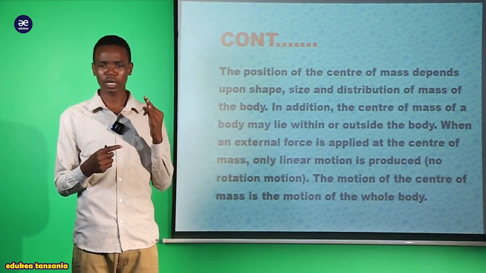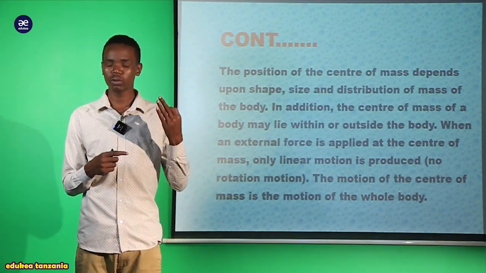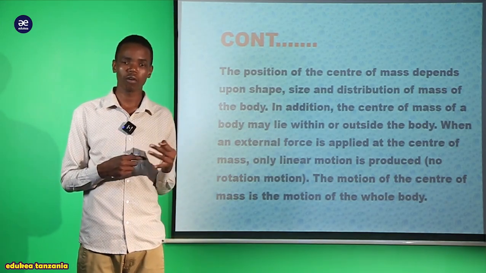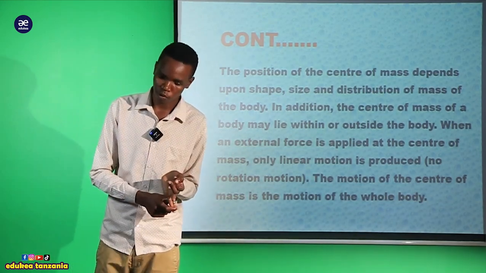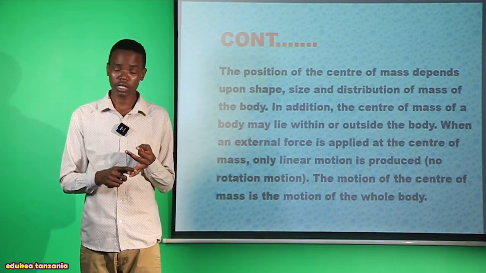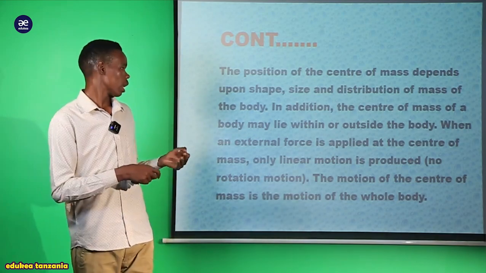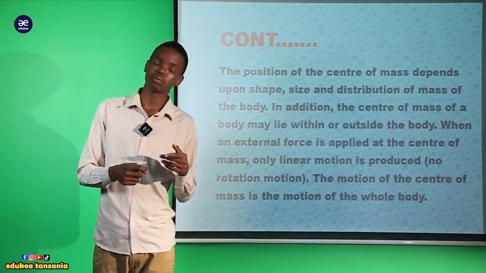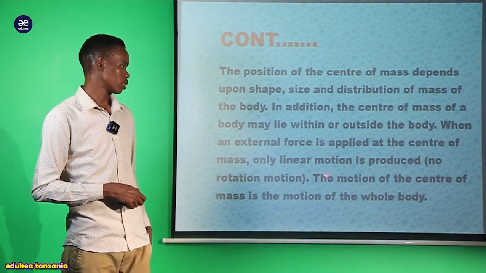It must depend on three things. If you are asked what are the factors on which the center of mass depends, you will say that it depends on the shape of an object, the size of the object. It means the size of the masses, and also the distribution of the masses of the body. That is what it depends on.